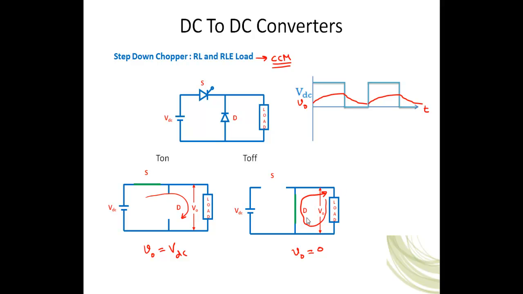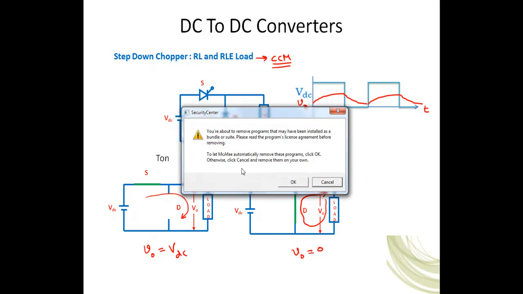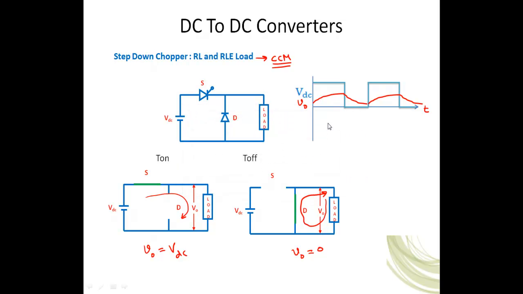If you have more and more inductance, then it will be almost like a constant waveform. Here also you will have the same thing. This is during T on, and this is during T off. The main difference between the resistive load and the inductive load is only the current waveform.